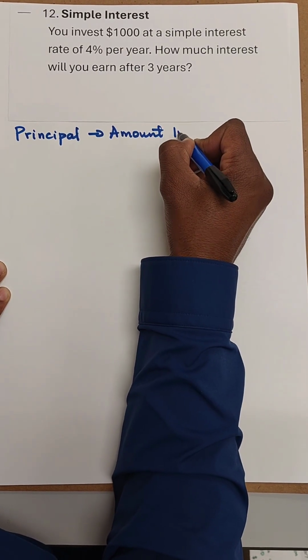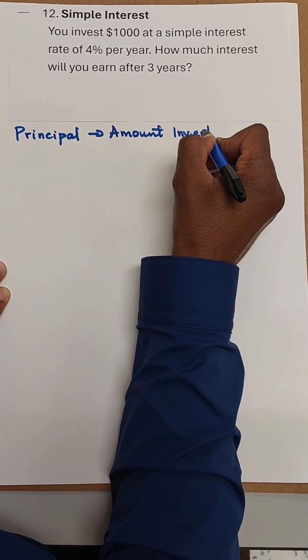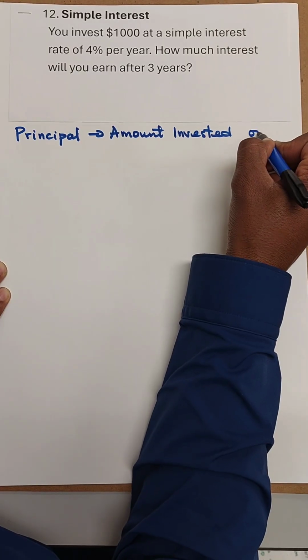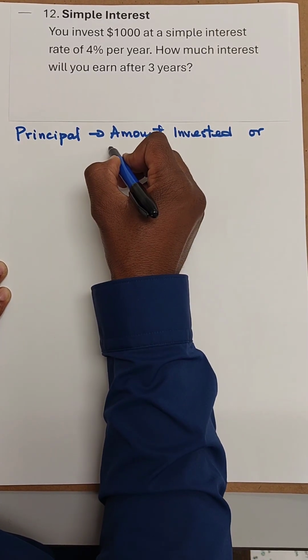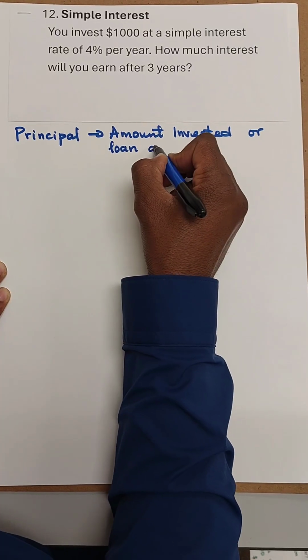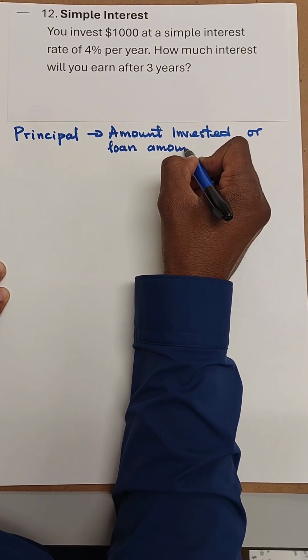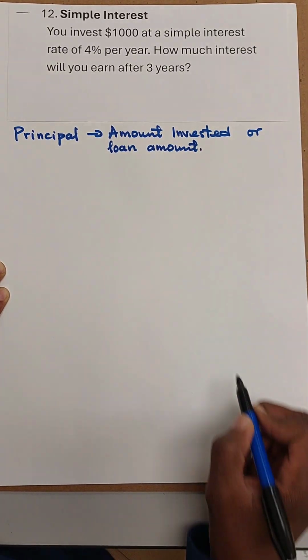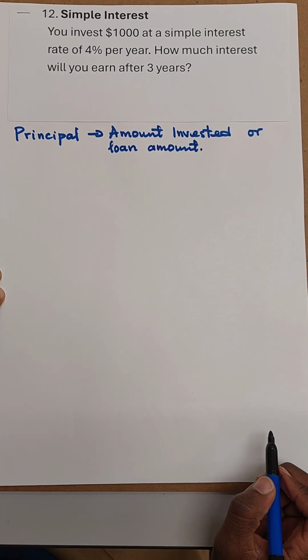Amount invested or loan amount. That is the principal. So basically, it is the amount on which interest will be calculated.